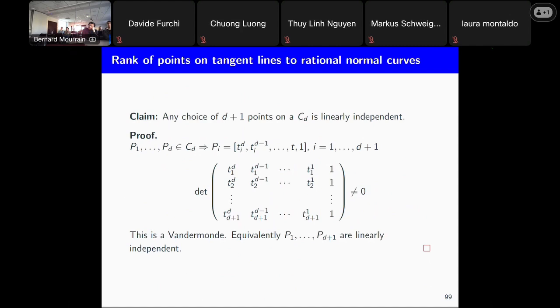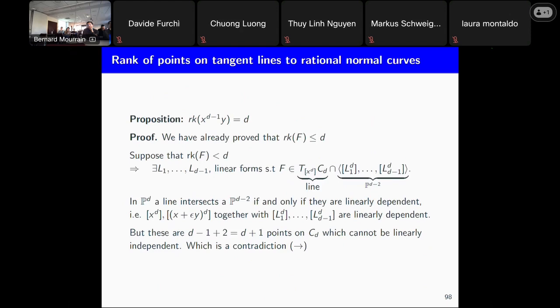My claim is that any choice of d plus 1 points on this curve is linearly independent. And the way of proving it is very easy. Any point on this curve has its own parameterization. It's a point on a rational normal curve. Okay. And then if I want to check if they are dependent or not, I put them in a matrix, but it's a Vandermonde, so the determinant is nonzero. And so they're actually linearly independent. And so I just proved that it's not possible that any choice of d plus 1 points on that curve are linearly dependent. And so it's impossible that this line hits this space.